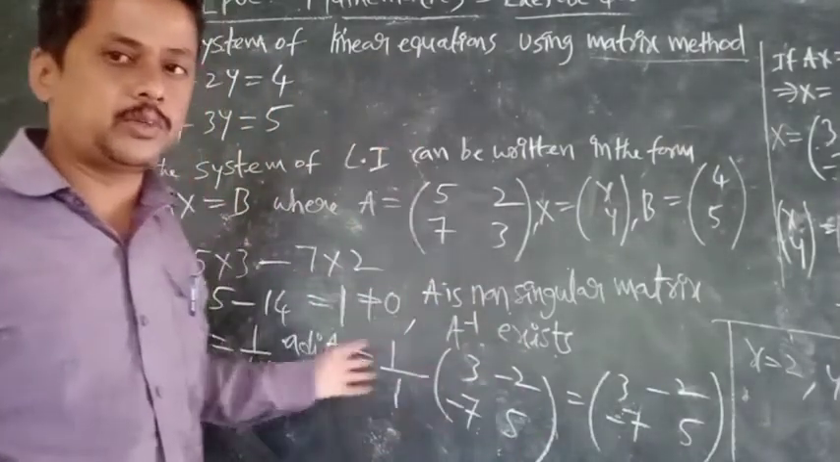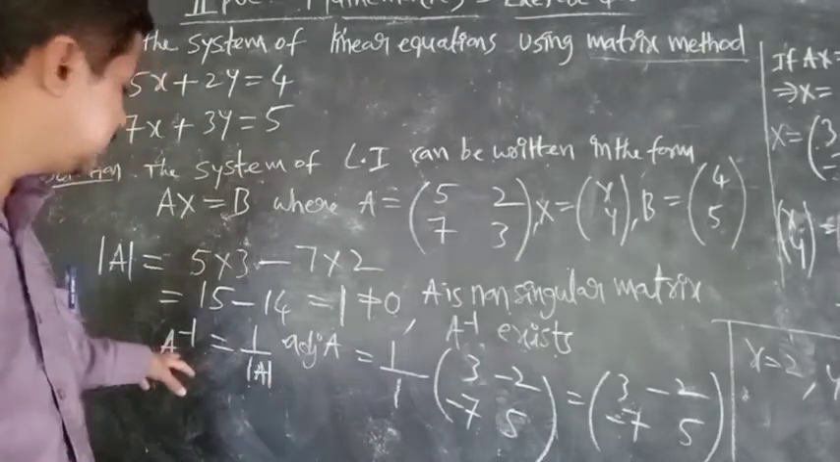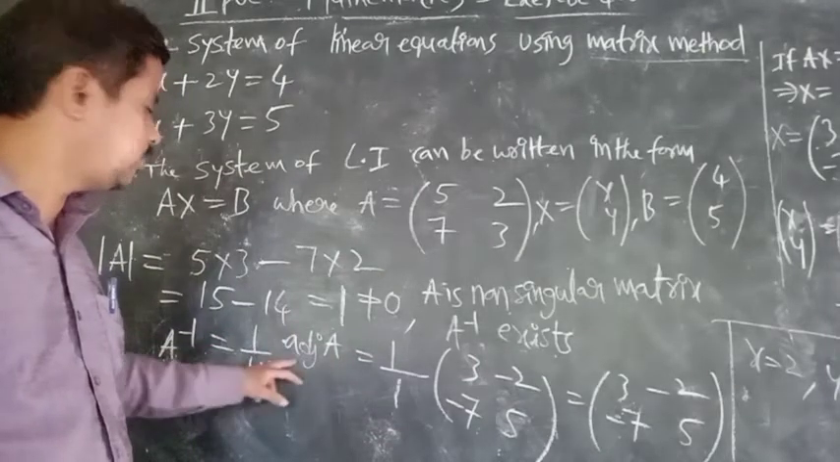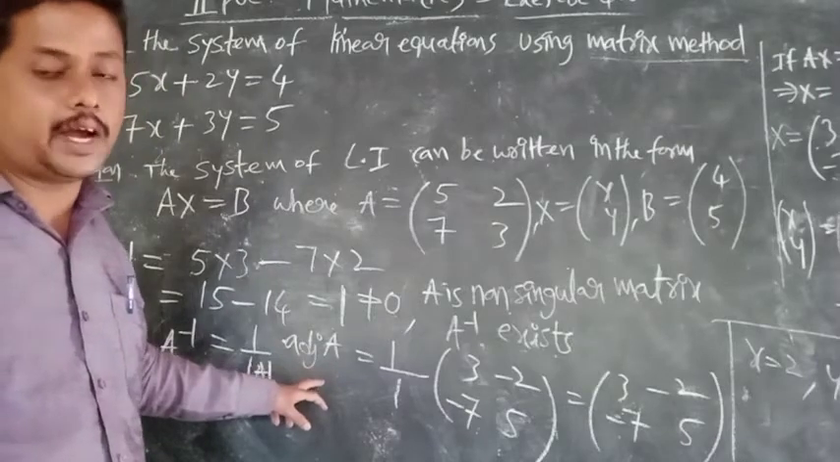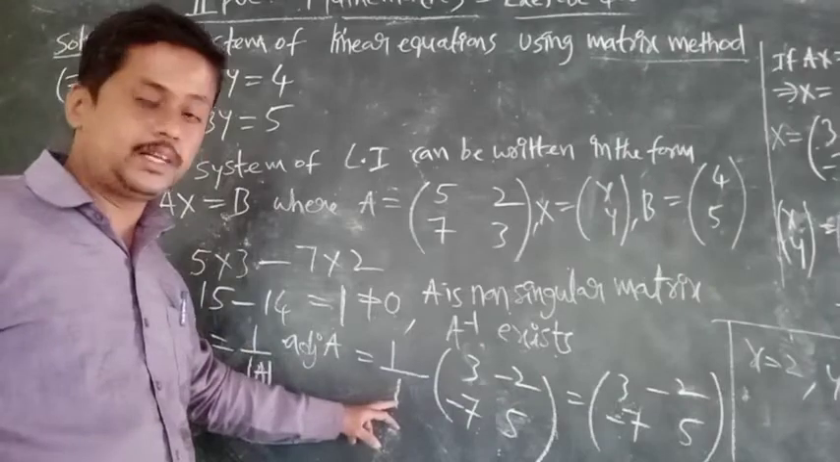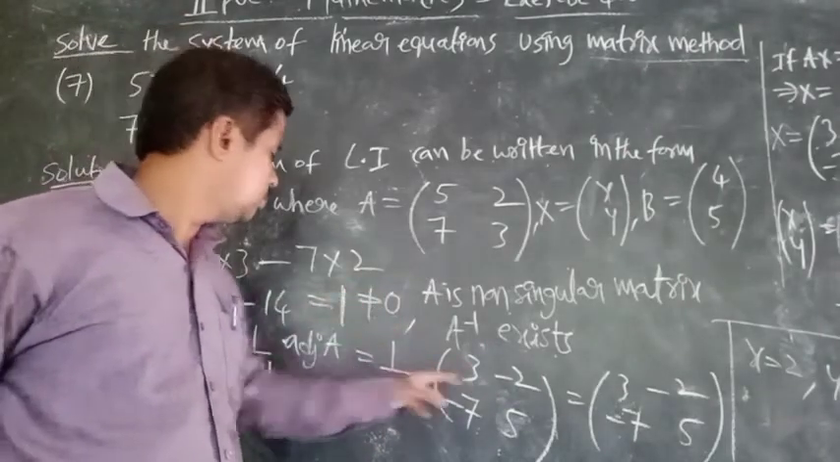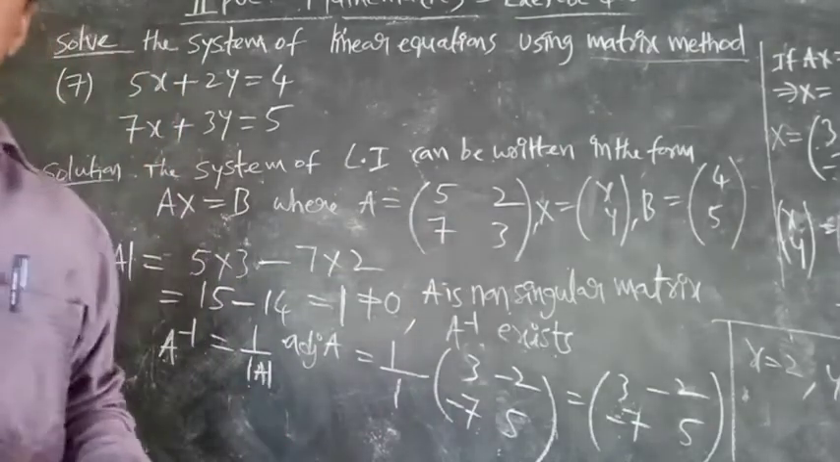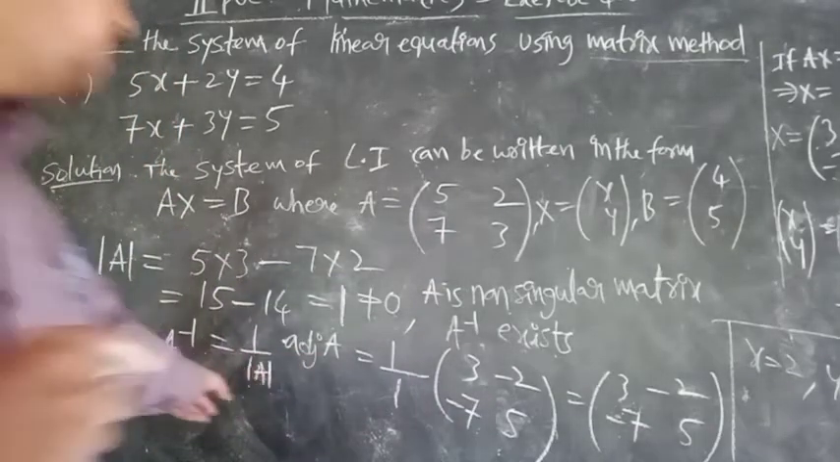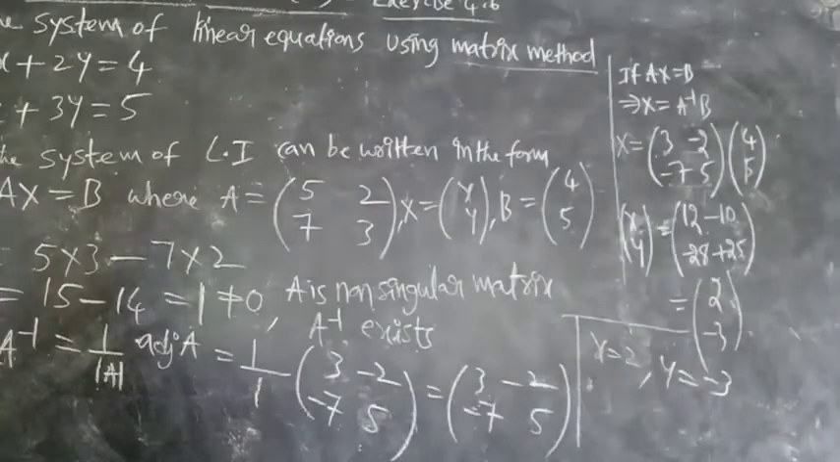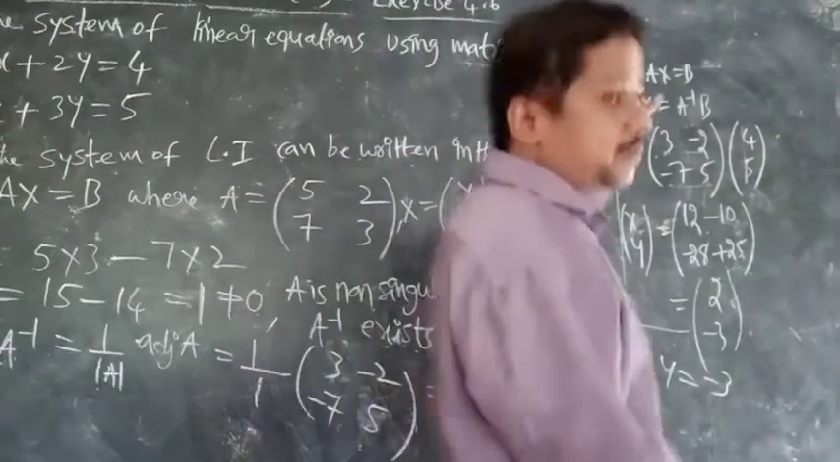What is the further procedure? I have to calculate the A inverse. A inverse is equal to 1 by determinant into adjoint. The formula is there, I have to write the formula also. Determinant value is 1, so 1 by 1 into adjoint. Adjoint is already calculated. Okay? Next, this is A inverse: 3, minus 2, minus 7, 5.